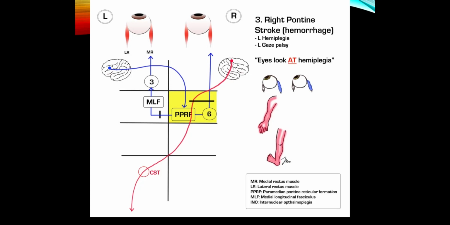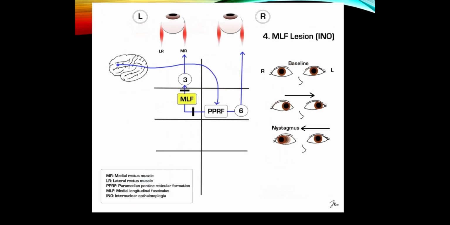Okay, there are some variations of this, and when we go through our lecture on the pons, I'll remind you of this, and we'll also talk about some other more complicated syndromes that can occur. But just whether the eyes are looking at the hemiplegia or away from the hemiplegia is just quick, valuable information at the bedside.